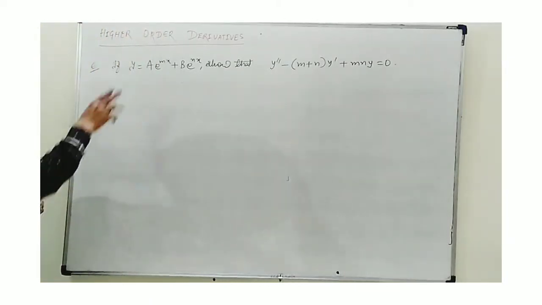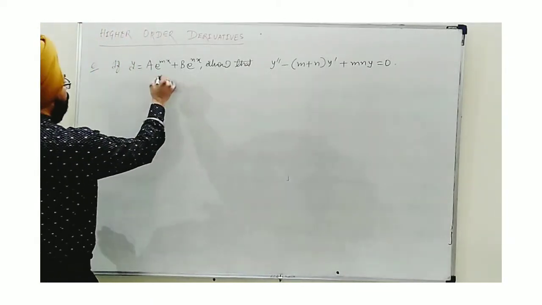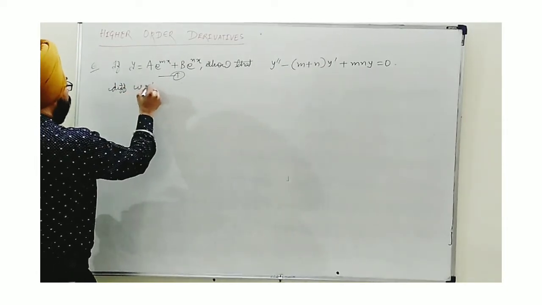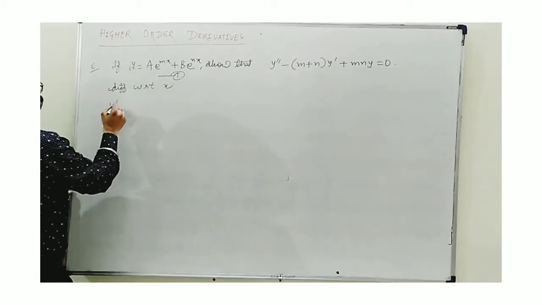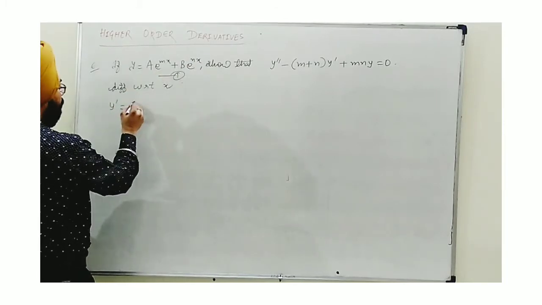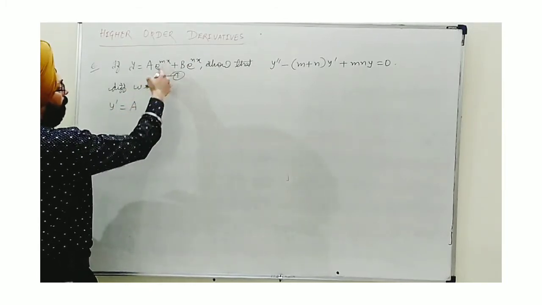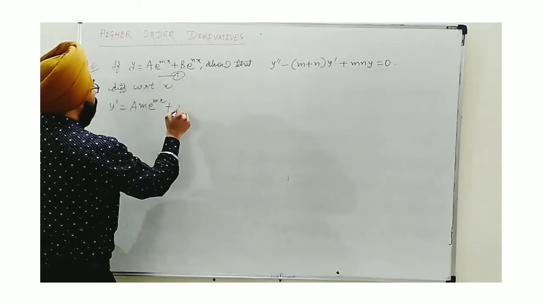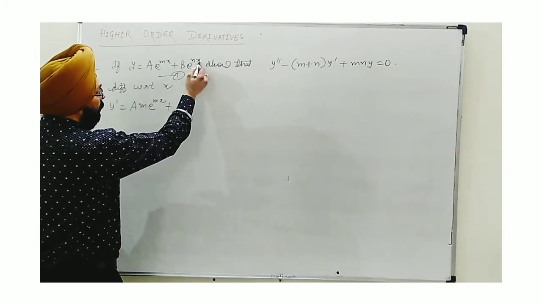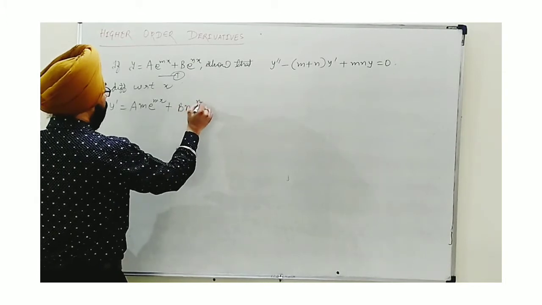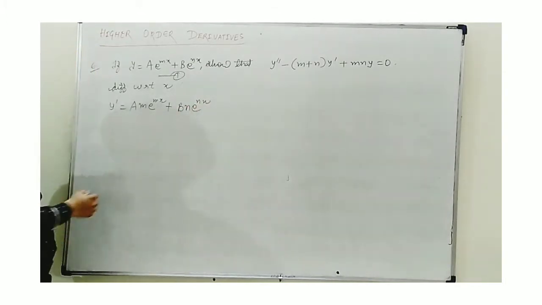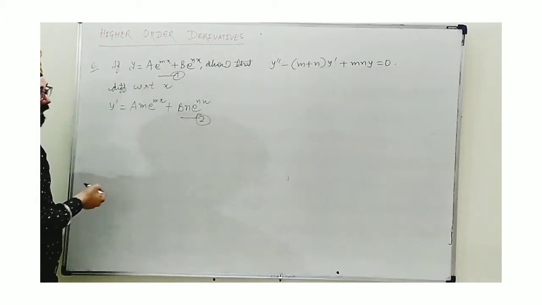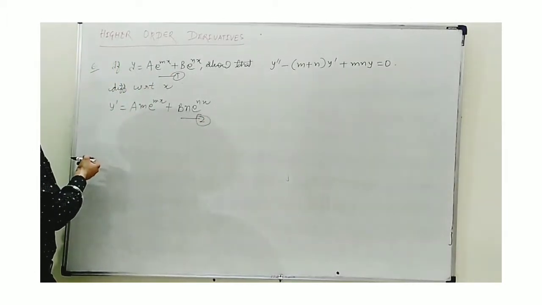So let's start. Our purpose is the second order derivative. Here, differentiating with respect to x, I find y dash. This a is as it is. e to the power mx differentiated, we get m e to the power mx, plus b, here e to the power nx is given, so n e to the power nx. One time is over. This may be required to put in that equation, that's why we give it 2.